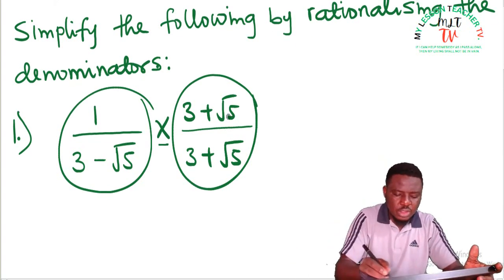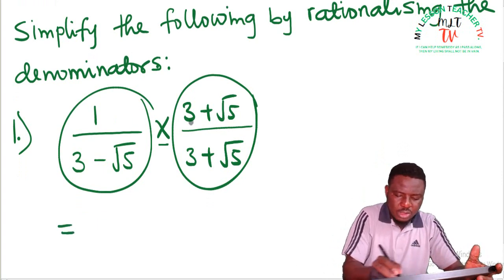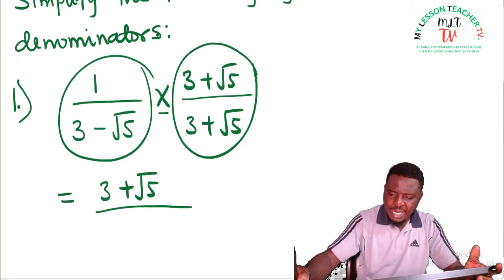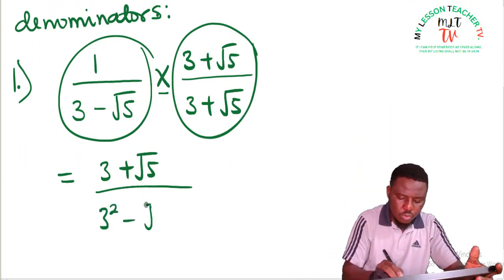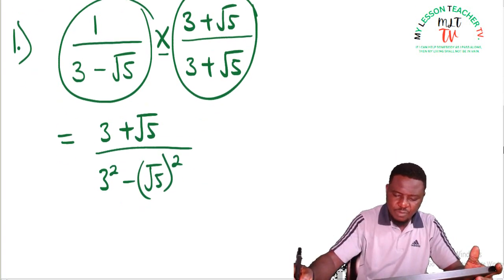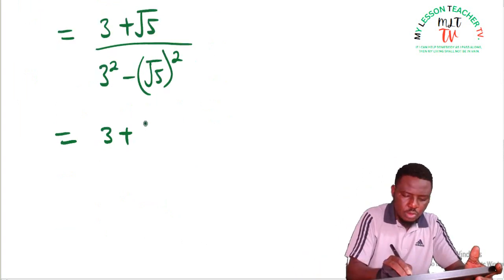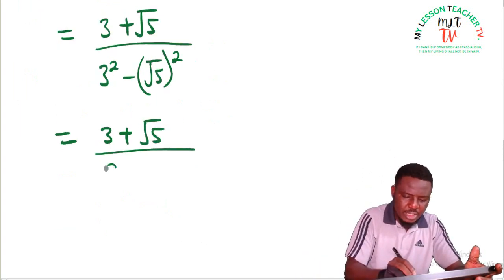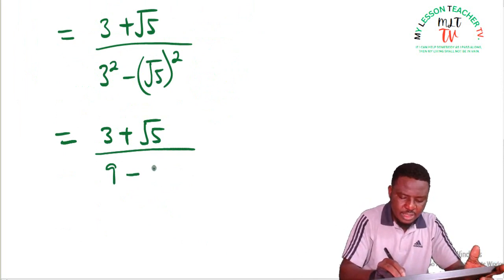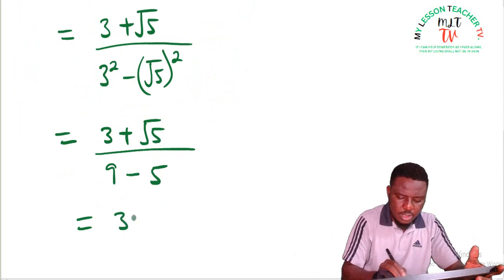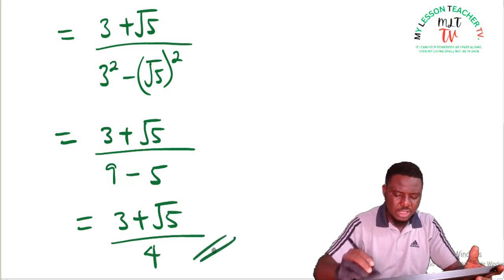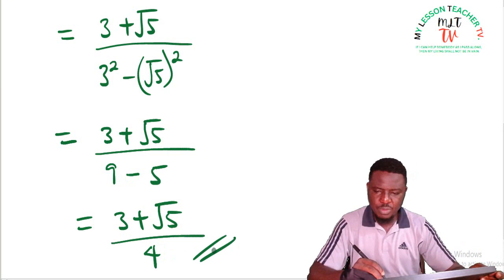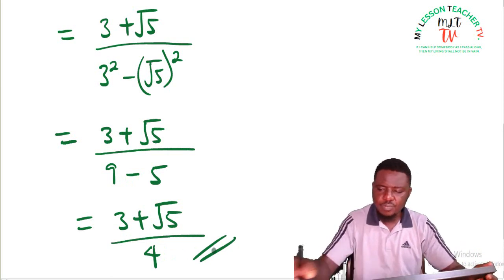So we shall multiply out the numerators and the denominators. This will be equal to 1 times 3 plus root 5 is said to be 3 plus root 5 divided by, applying the idea of difference of 2 squares at the denominator, this gives us 3 squared minus root 5 squared. When you simplify, this is equal to 3 plus root 5 divided by 3 squared is 9 minus root 5 squared is 5. This is equal to 3 plus root 5 divided by 9 minus 5 is 4. And nothing else can divide both the numerator and denominator. And this is our answer.